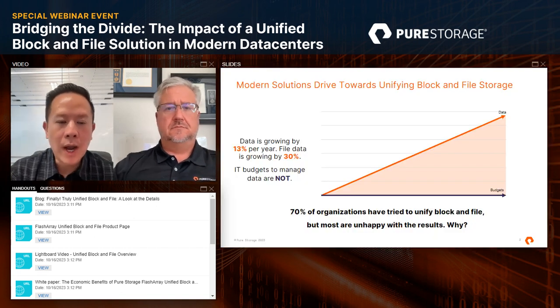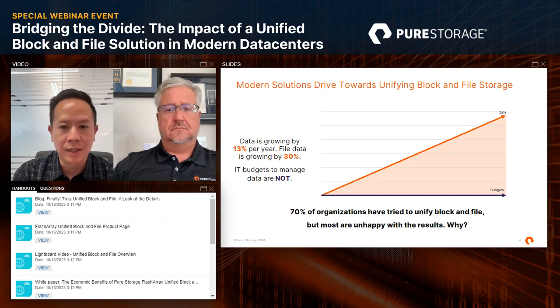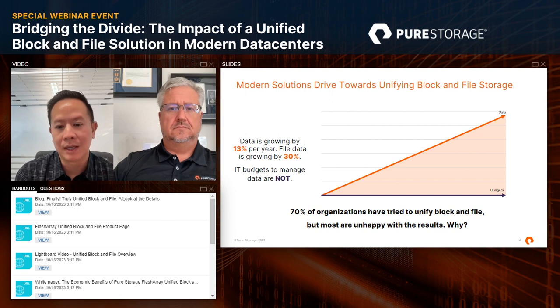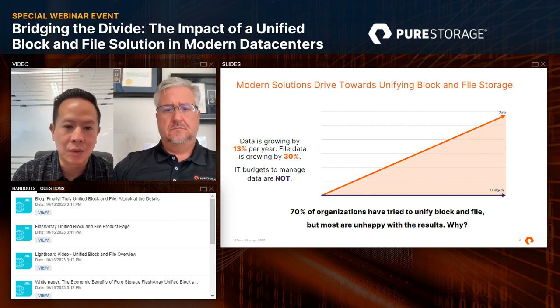So why are people unifying block and file storage? Well, there's a variety of reasons. Data is growing by over 13% year over year. And on top of that, file or unstructured data is growing by 30%. The challenge with this, however, is that IT budgets are not growing at the same speed. And so a lot of what IT data centers are trying to achieve is to unify that to drive operational gains.